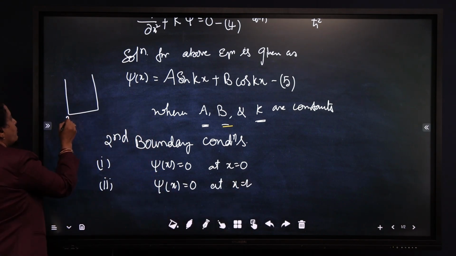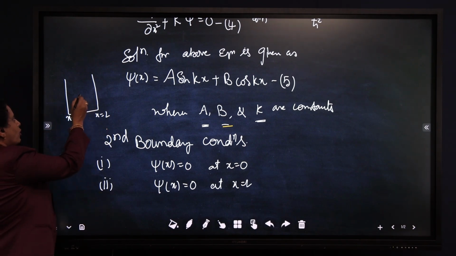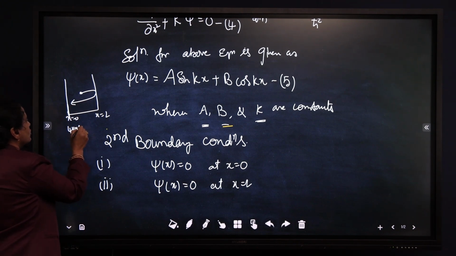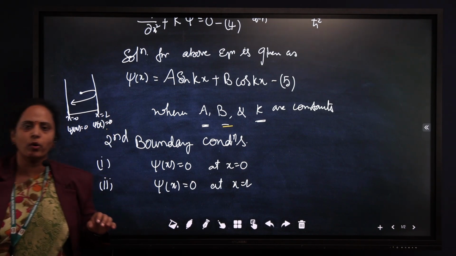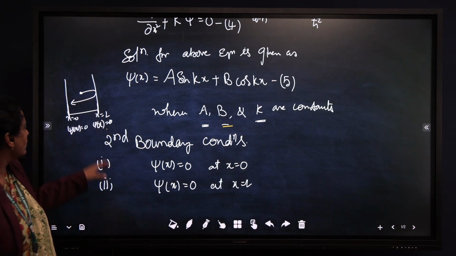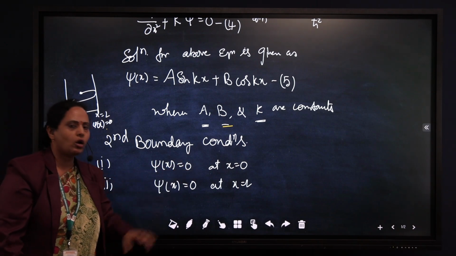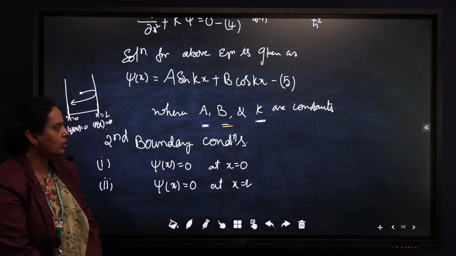That is, at both the boundaries, at x is equal to 0 and at x is equal to L, the wave function of the particle is 0. At both the boundary points, psi of the wave function is 0. So let us substitute the same boundary conditions here.